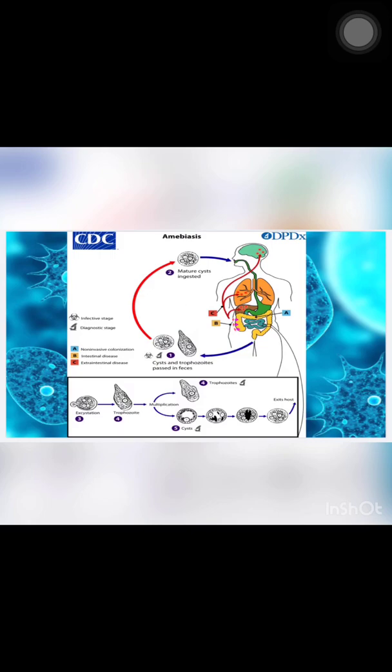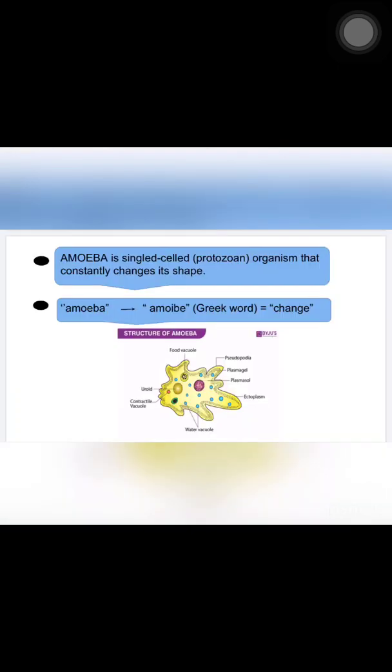Cysts can survive days to weeks in the external environment and remain infectious due to the protection conferred by their walls. Trophozoites passed in the stool are rapidly destroyed once outside the body, and if ingested would not survive exposure to the gastric environment.